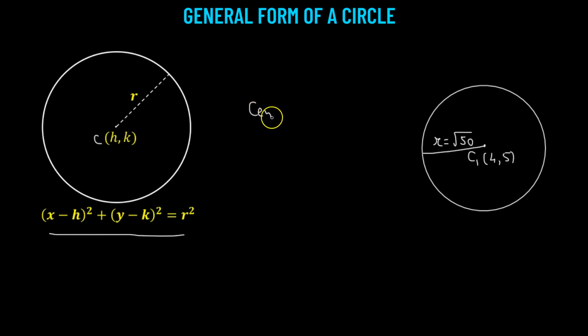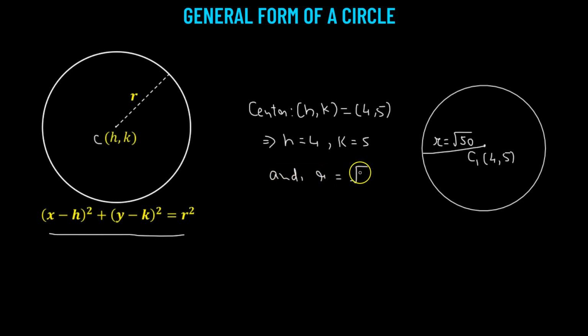So we have the center. Our center, which is denoted by h comma k, has the value 4 comma 5. This immediately gives us the value of h. So h is 4 units and k is 5 units. And we also have the radius. So our radius is square root of 50. Now that means we can use the standard form to get x minus 4 whole squared plus y minus 5 whole squared equals square root of 50 whole squared. So this is going to be the equation of the circle in the standard form.